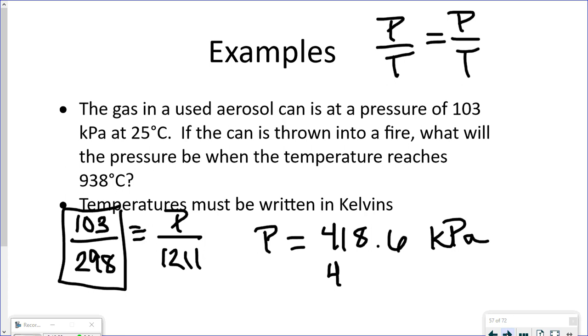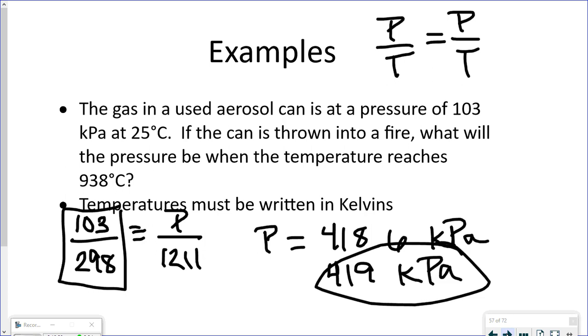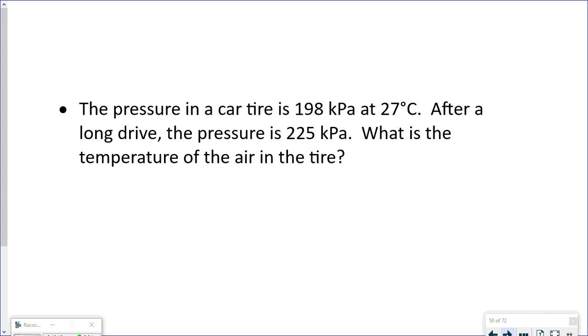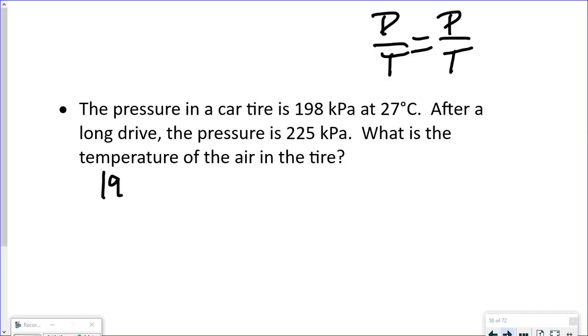Let's look at another problem. So our formula, remember, is P over T equals P over T. The pressure in a car tire is 198 kPa at 27 degrees Celsius. After a long drive, the pressure is 225 kPa. What is the temperature of the air in the tire? So our initial pressure and temperature is 198 kPa at 27 degrees Celsius.